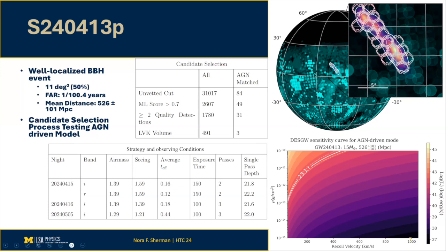And so this plot over here is actually showing how our observations could probe the parameter space in which a binary black hole like this one would be optically bright. So that's what we can see here. It would need to fit in this tiny little portion of our parameter space in order for our observing plan to have detected it.